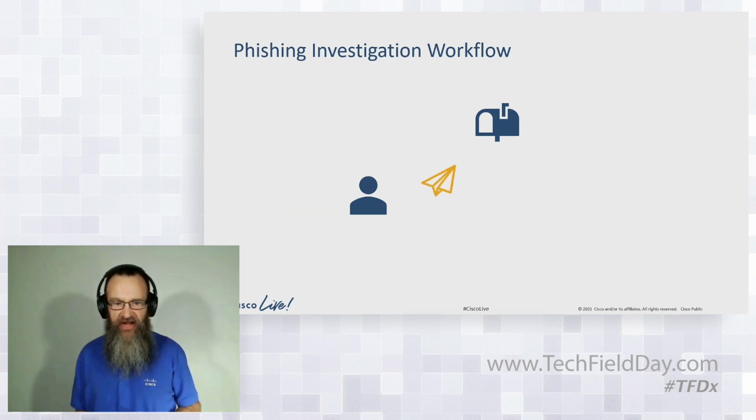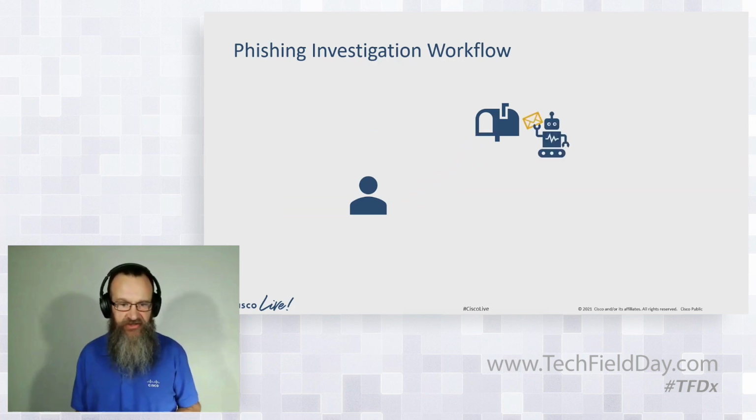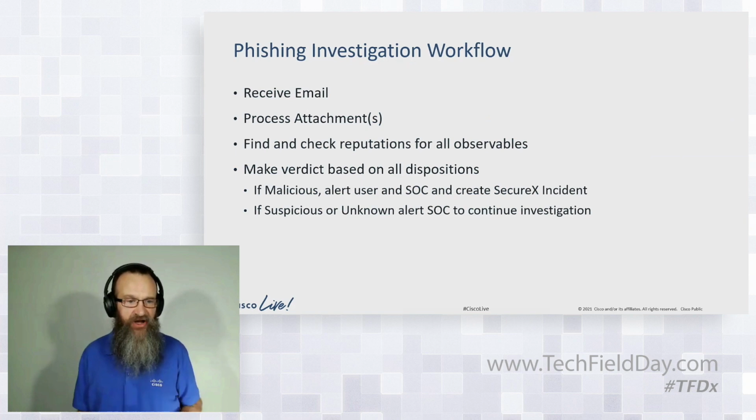So your user does that. And then there's automation that picks up that message and runs off and does things that right now your humans are taking their time to do. We're going to receive the email. We're going to process all the attachments to that email. We're going to check reputations for all observables: the sender of the email, the domain it came from, any URLs that are in it, any domains that are in it, any files that are attached to it. We're going to make a verdict based on all those dispositions.